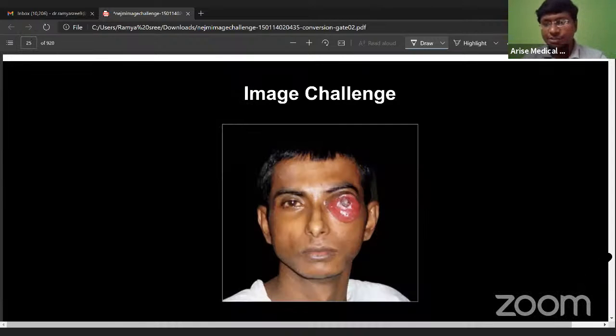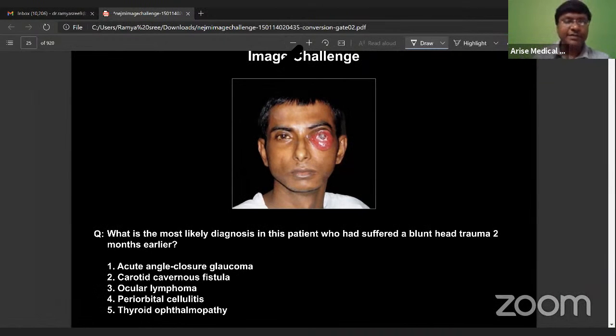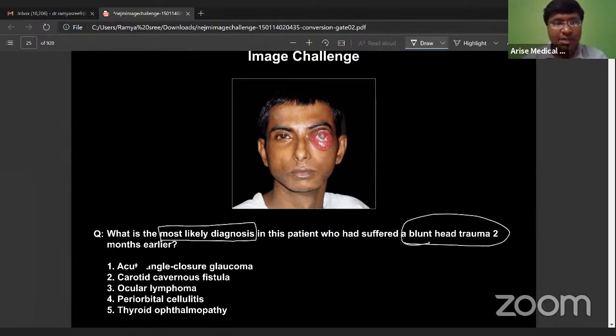So if you see the next question, this is another interesting question, and you have many differential diagnoses also, but you should be able to diagnose this. What is the most likely diagnosis in this patient who had suffered a blunt head trauma 2 months earlier? Acute angle closure glaucoma, carotid cavernous fistula, ocular lymphoma, periorbital cellulitis, thyroid ophthalmopathy.